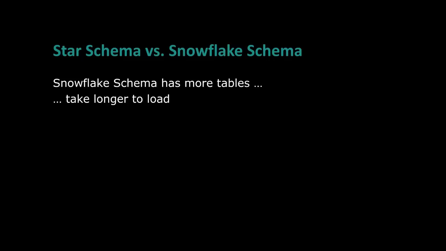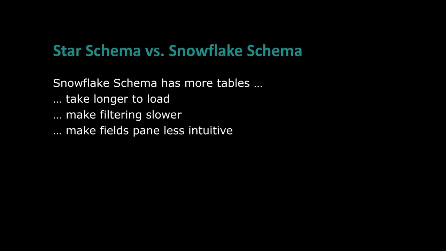So when should you choose what? A Snowflake schema, as we have seen, has more tables, and more tables means that it takes longer to load. It makes filtering slower, and the field list pane will be less intuitive.